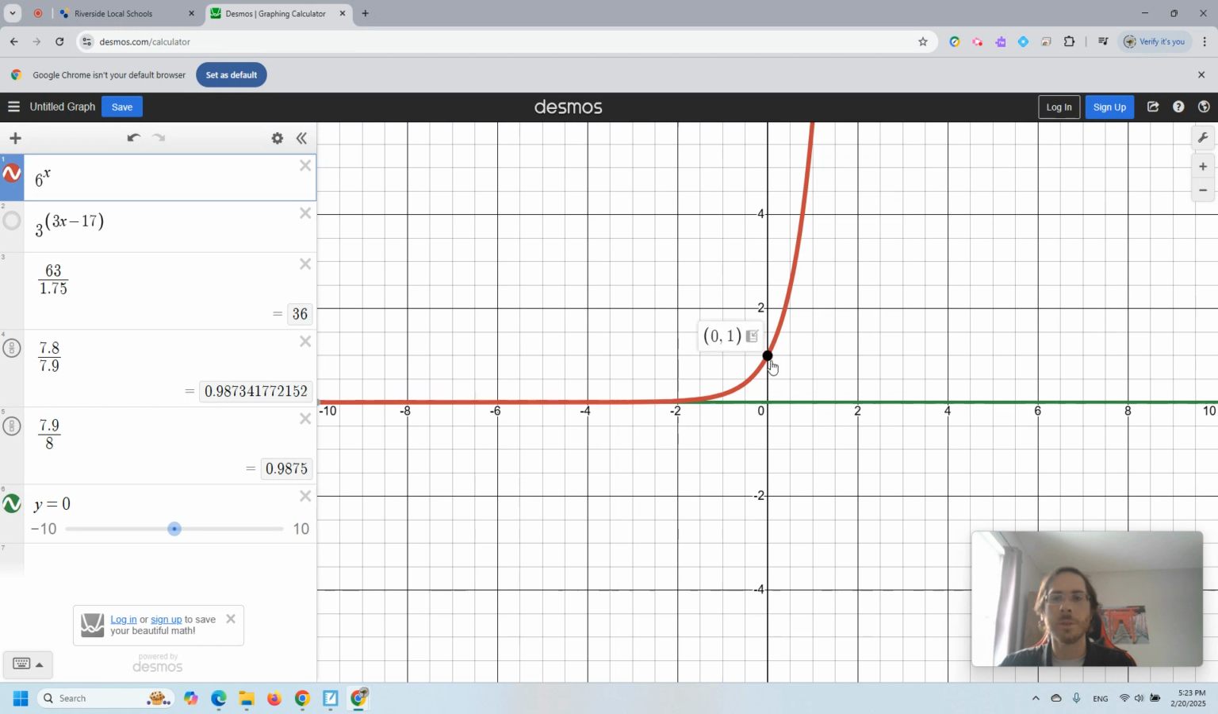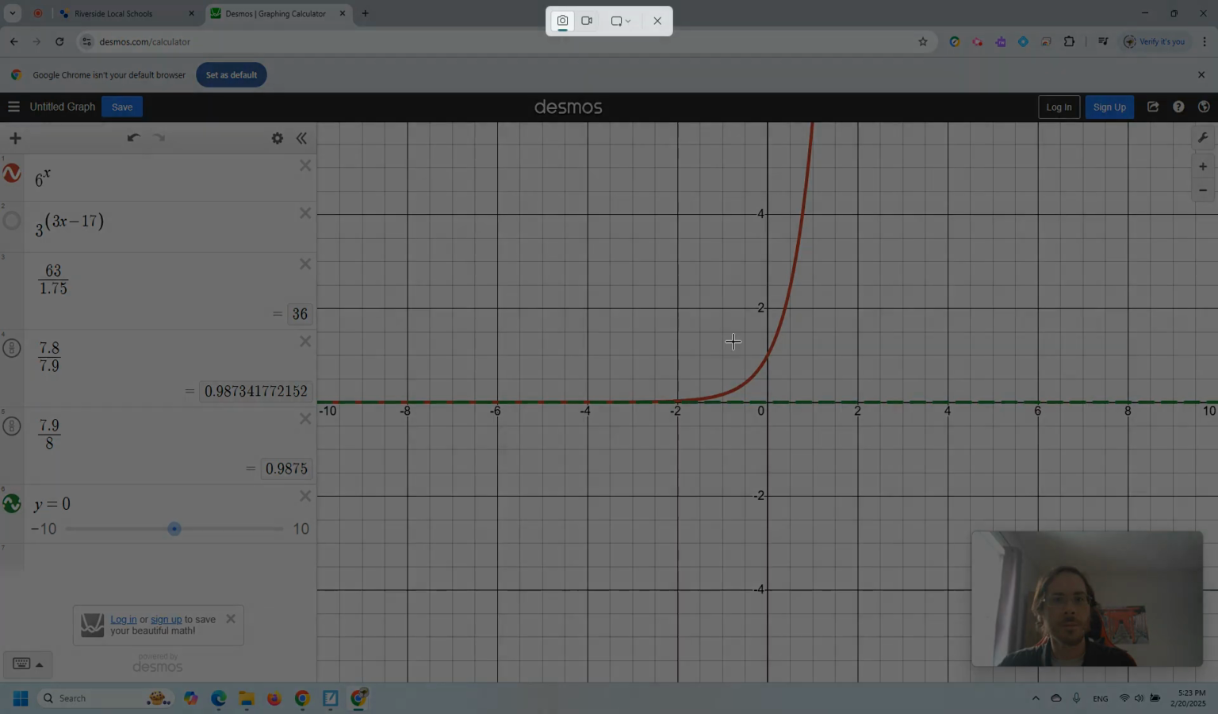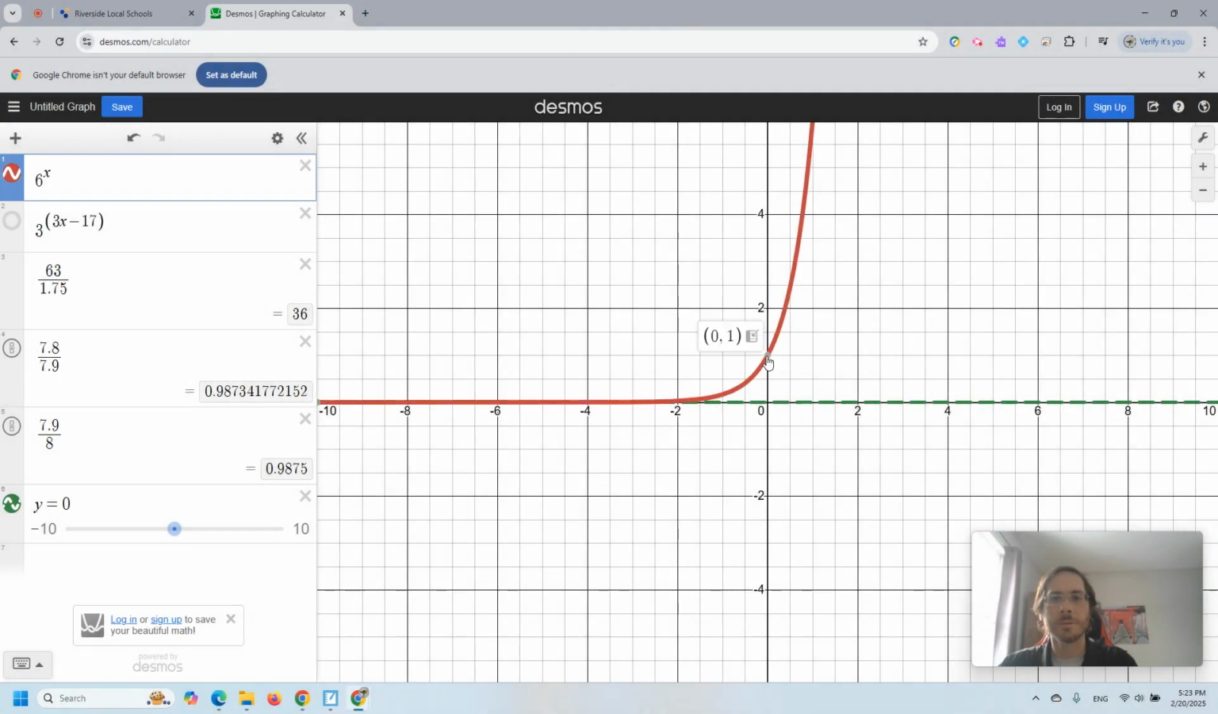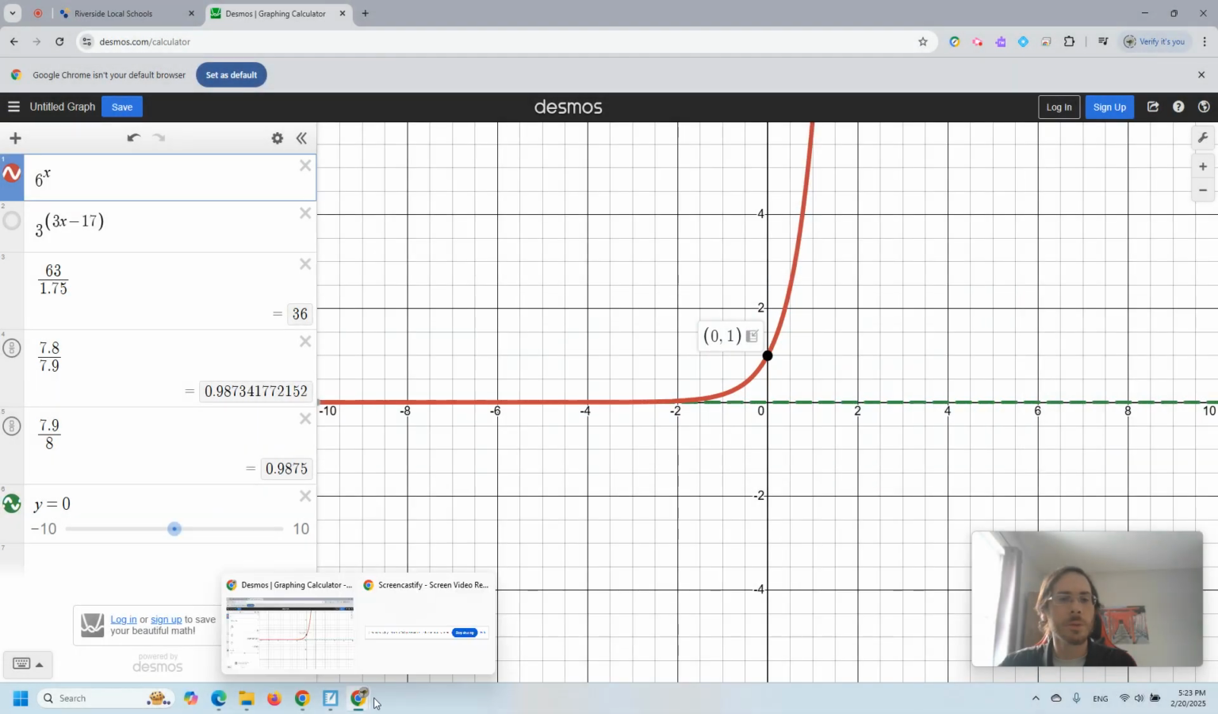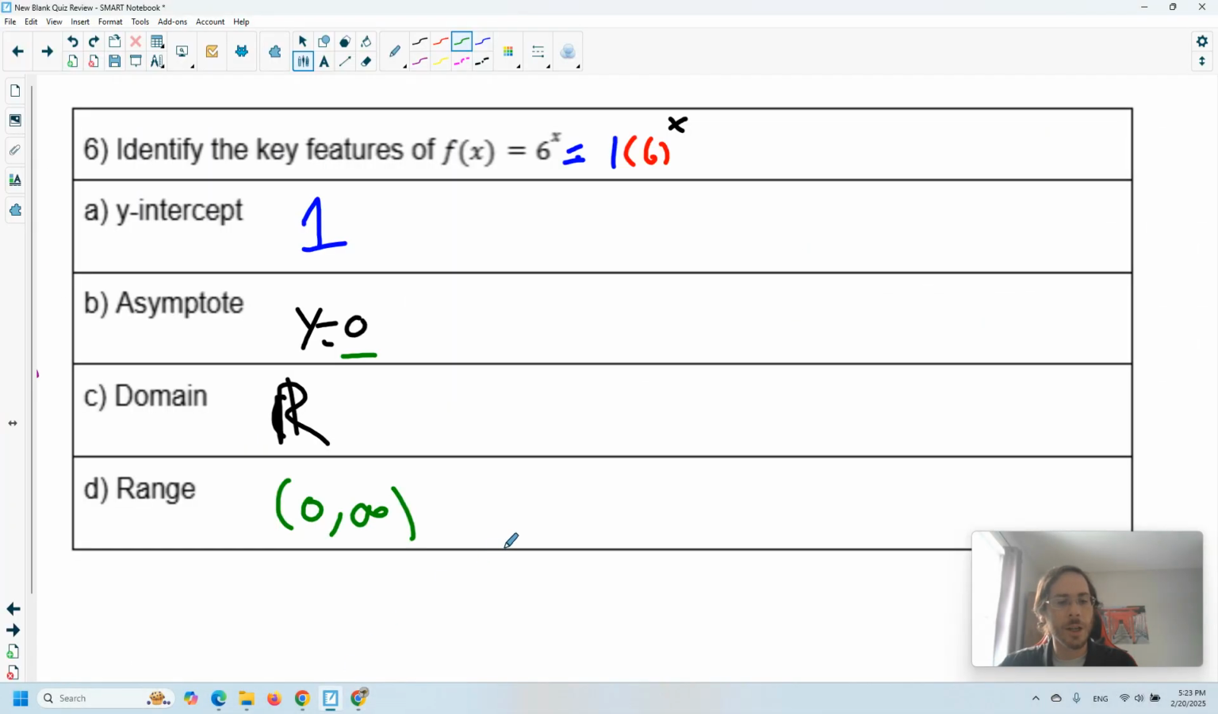Let me put the asymptote back in. I'm going to even make the asymptote look pretty nice, this little dashed line. Oops, not yet. And so there we go. So we have the graph to prove all of our answers.